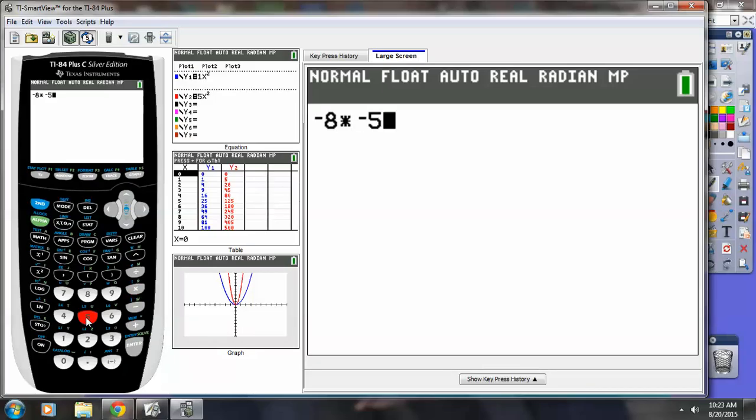What are we going to hit to find our answer? Enter. Hit enter, and that'll tell you it is positive 40.